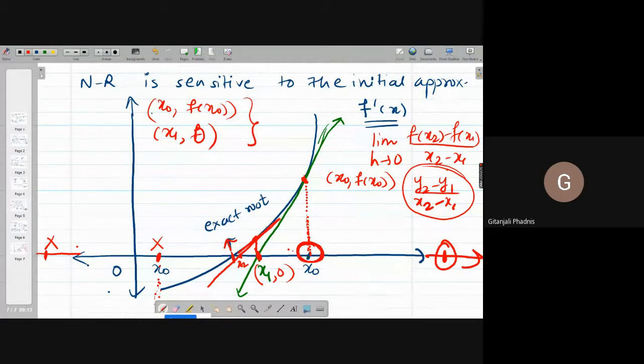So I have got these 2 points. Can I find the slope of this tangent? What will be the slope of this tangent using these points? 0 minus f(x0) upon x1 minus x0. y2 minus y1 upon x2 minus x1. So this will be minus f(x0) upon x1 minus x0, right?